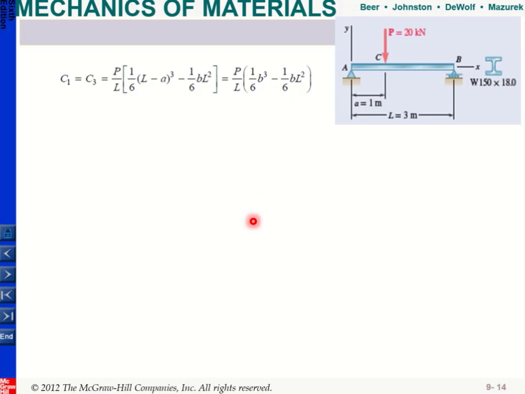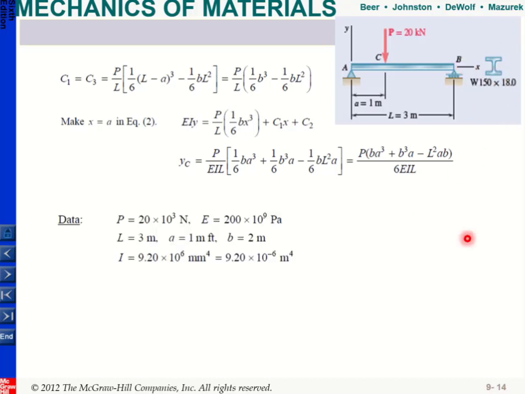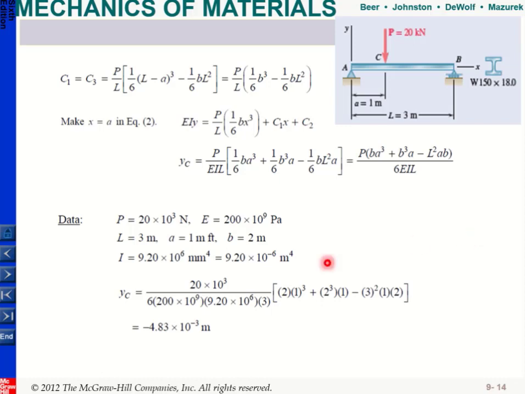Okay, and after that, if you write it again, this is my equation. I'm looking at the left side, so from A to C, and I can use it. What I want to do is determine this value when x is equal to A. So I'm looking at my deflection at point C, and C2 is equal to 0, and C1 is given there. From that, I can get this equation, which means that at point C, my y will be given by this equation. The cross-section array is given, so all the information is given there. If you just plug in the numbers, you can find that your deflection is given by this value.